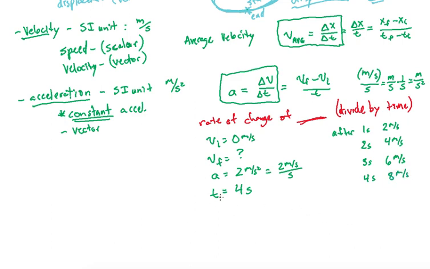Now, this one's pretty easy because we have a whole number of seconds here, and it's not a very big number, and we can just keep adding 2, right? We started with 0 meters per second. Just add 2, add 2, add 2, add 2, and get our final answer here that after 4 seconds we'd be going 8 meters per second.